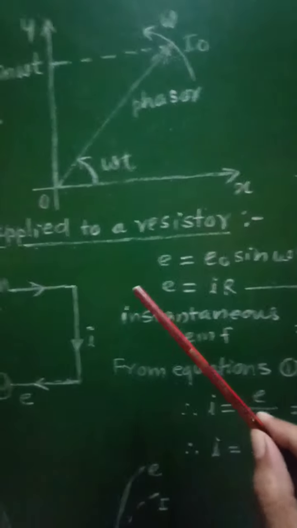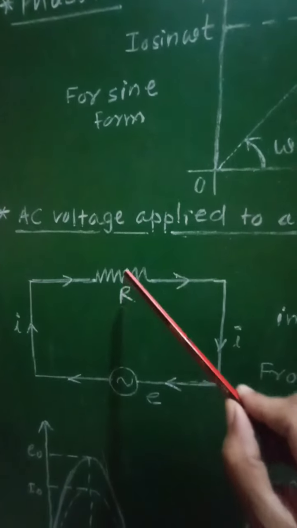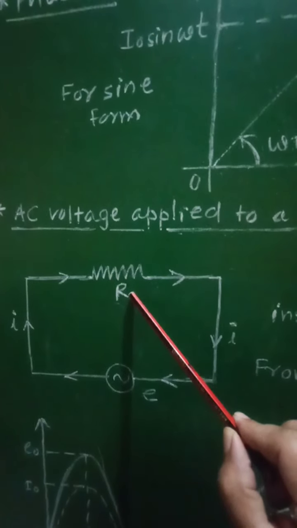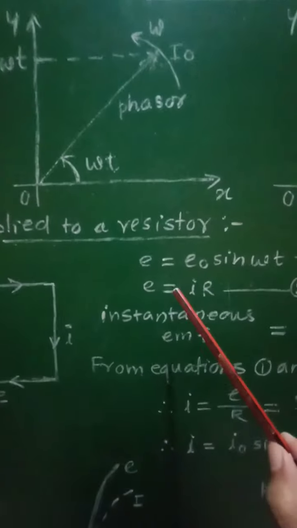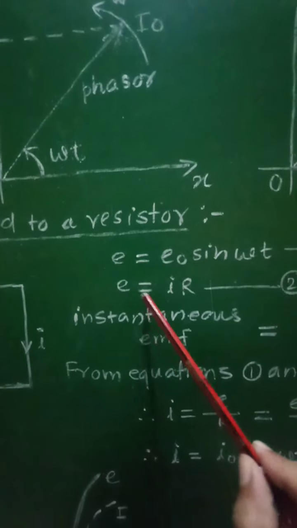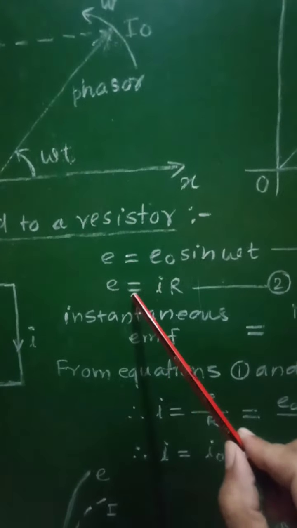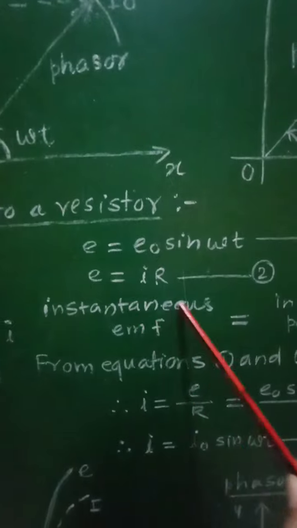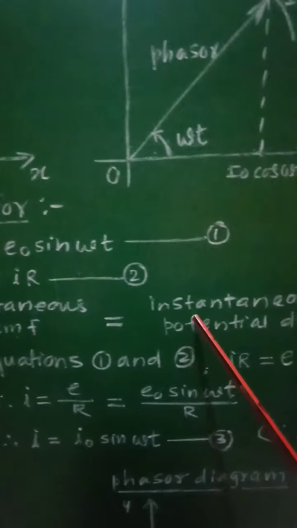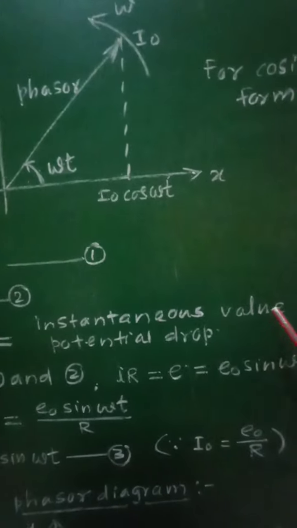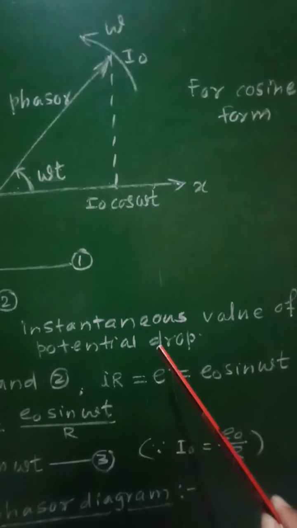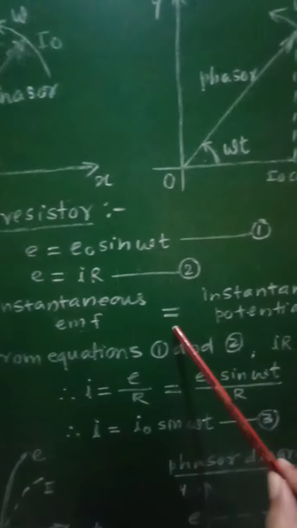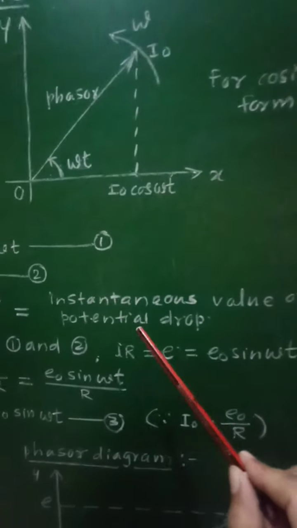Now if this E represents the potential drop across this resistance R, then we can apply Ohm's law here. According to Ohm's law, the potential drop E is equal to IR, equation number 2. The instantaneous EMF will be equal to the instantaneous value of the potential drop across resistance R.